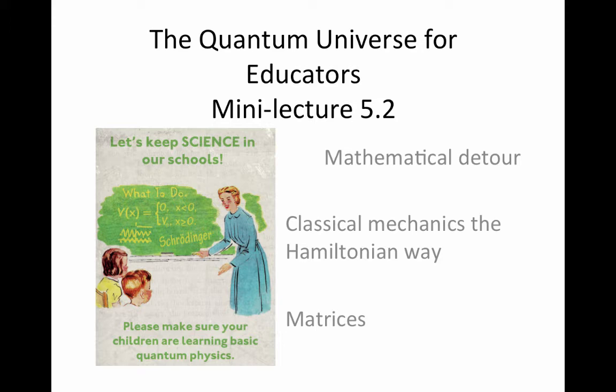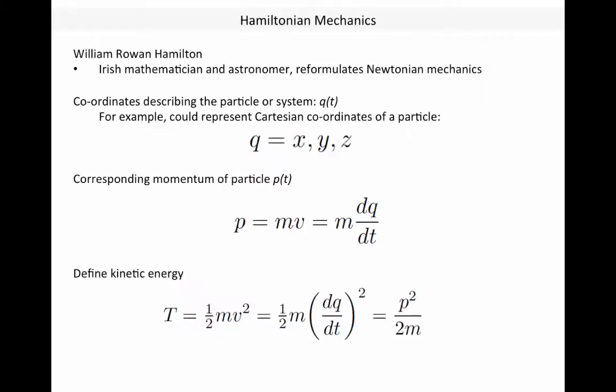So the two things we're going to look at briefly are the Hamiltonian formulation of classical mechanics and the mathematical objects known as matrices. So let's start with Hamiltonian mechanics. This was a formulation that the Irish mathematician and astronomer William Rowan Hamilton came up with. It isn't anything different to Newtonian mechanics. It is Newtonian mechanics, it's just written in a different way, and one that can be generalized very easily to more complicated systems than you generally apply Newton's laws to.